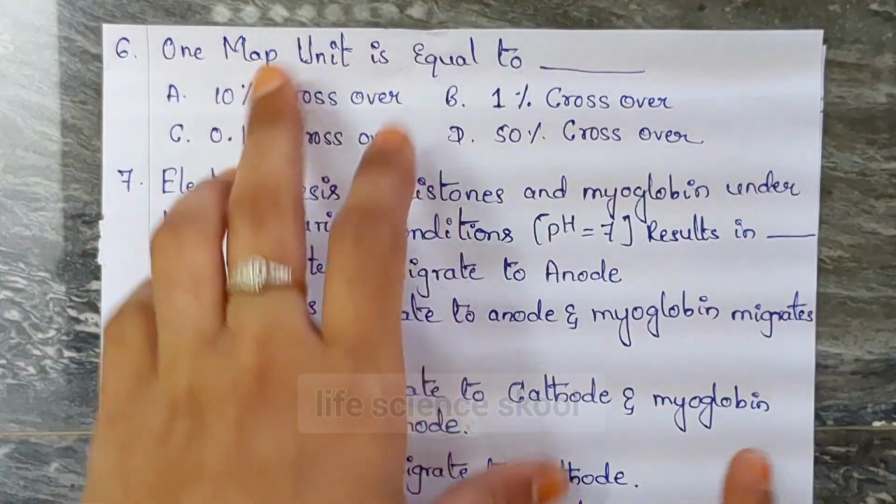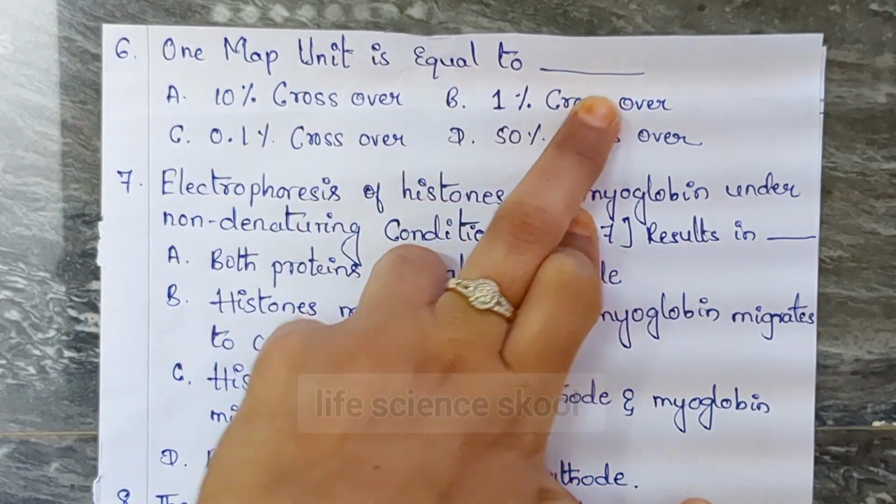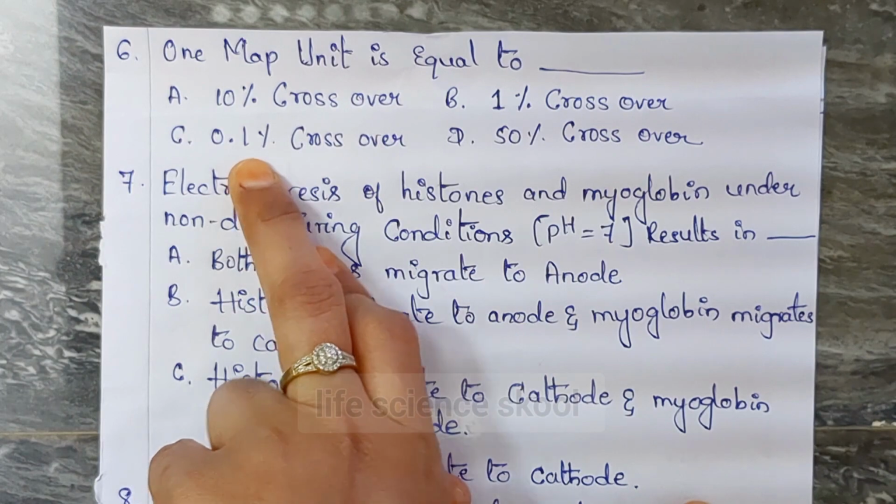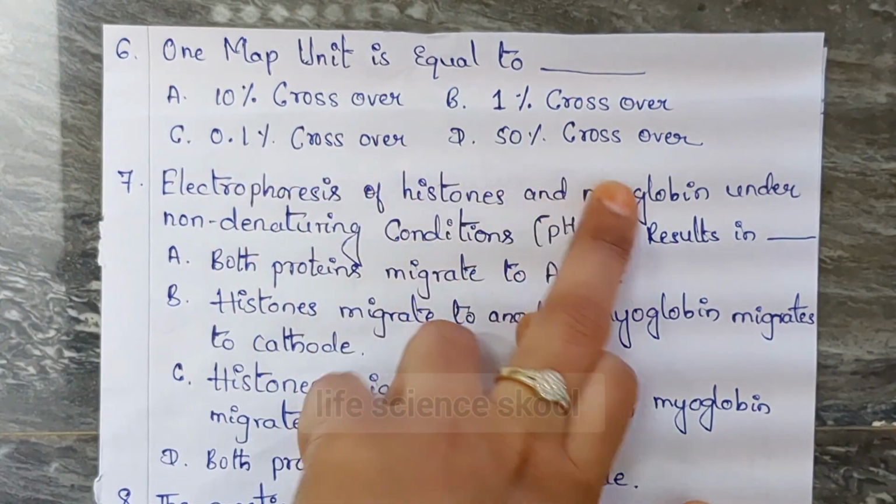Moving on to the next question. One map unit is equal to dash. Option A 10% crossover, option B 1% crossover, option C 0.1% crossover, option D 50% crossover.